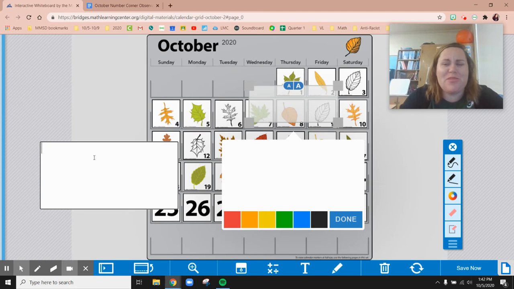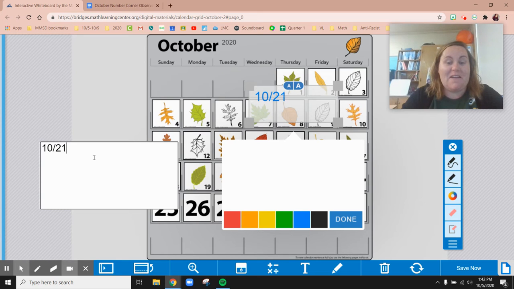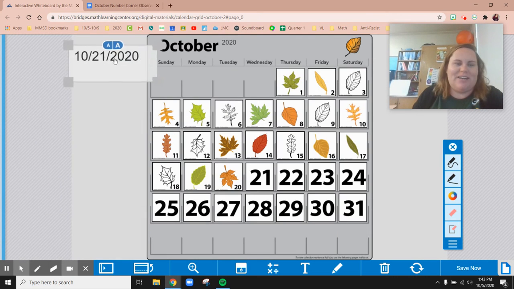So it is the first number. If I'm only going to write numbers to write my date, it's going to be 10 because it is the 10th month of the year. January, February, March, April, May, June, July, August, September, October. 10th month of the year. Today is the 21st day of the month, and the year is 2020. Beautiful. So that's our date for today.